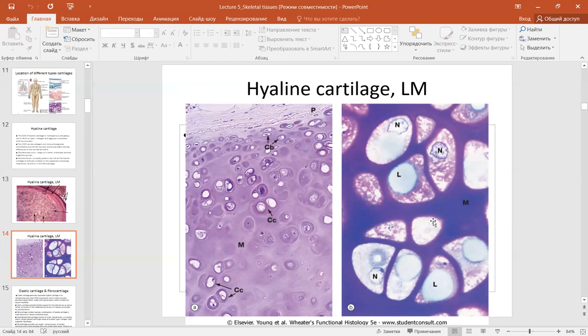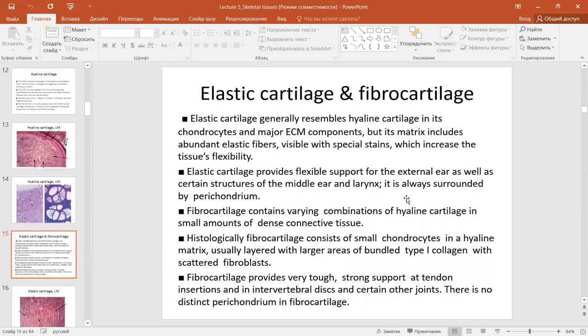Here you have the two isogenous groups of chondrocytes located in lacunas with lipid inclusions, with nucleus present, with synthetic machinery represented by rough endoplasmic reticulum, Golgi complex, and mitochondria in the cytoplasm of the chondrocytes, which are secreting extracellular matrix. Elastic and fibrous cartilage.